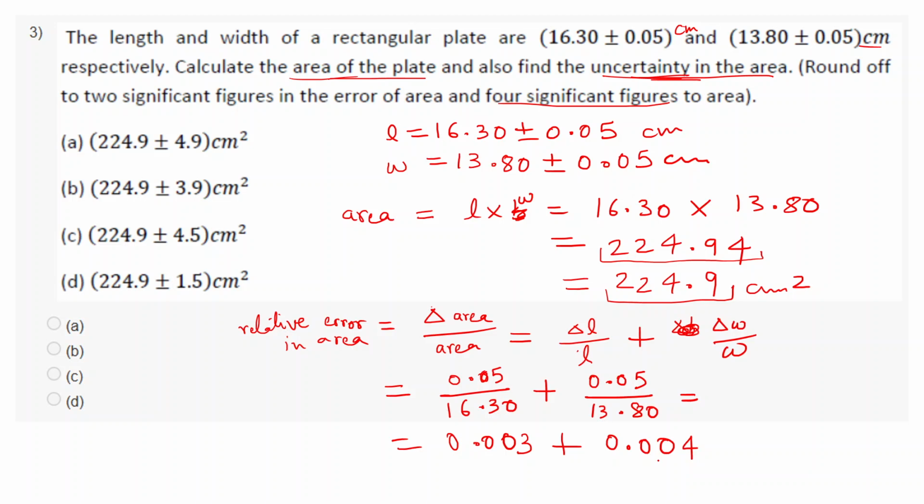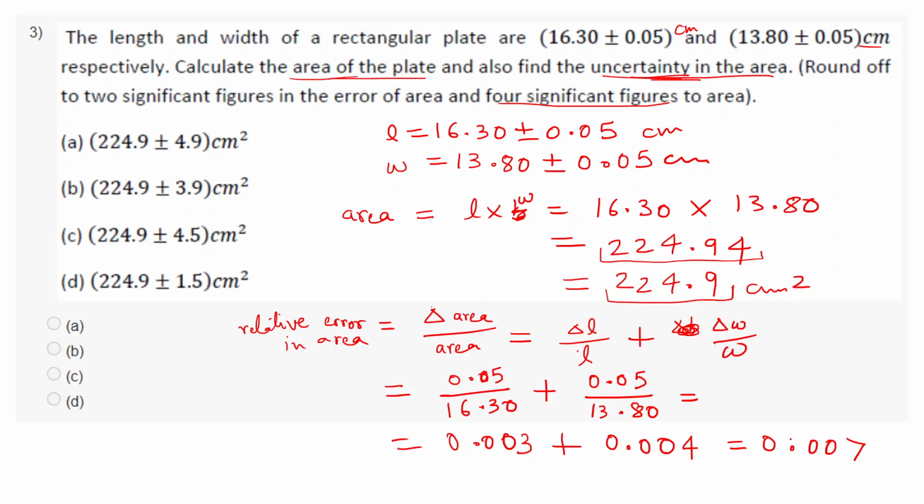The last one, I hope I did it correctly: 0.05 divided by 16.30. Yeah, that was correct. This is up to only one significant figure. I am keeping these. So when I add, it will become 0.007. This is the relative error value.